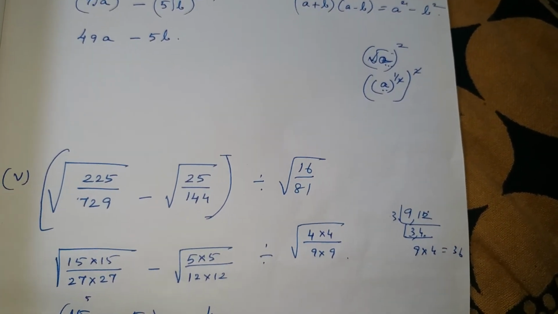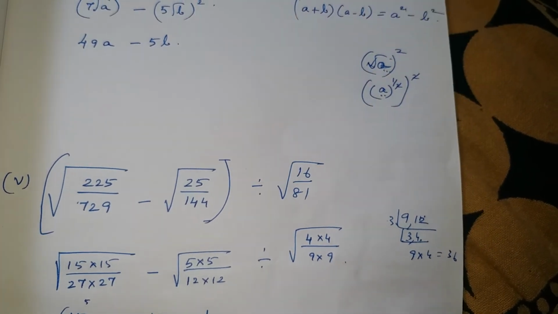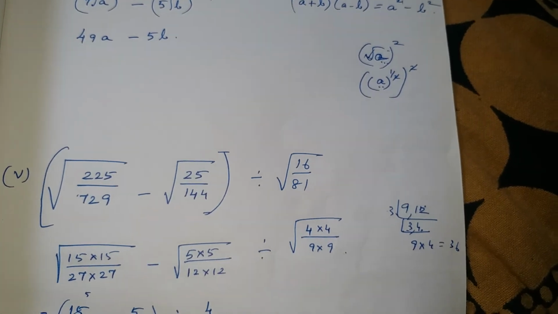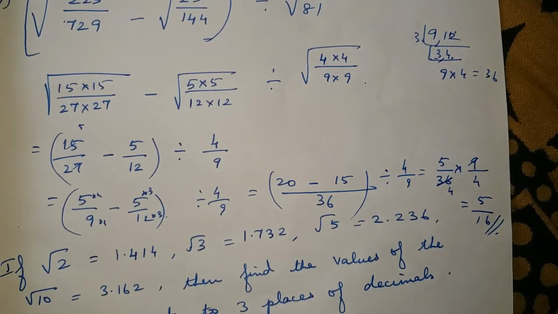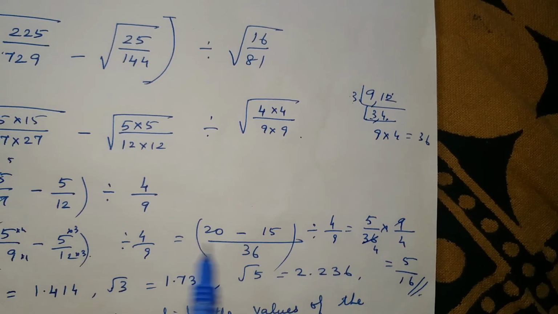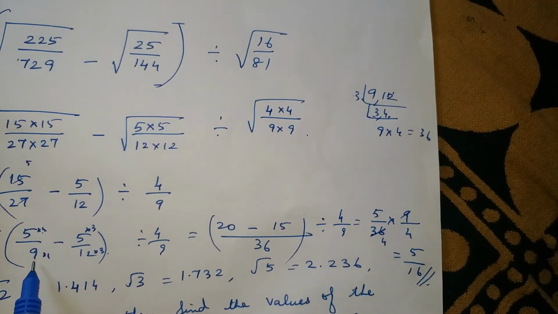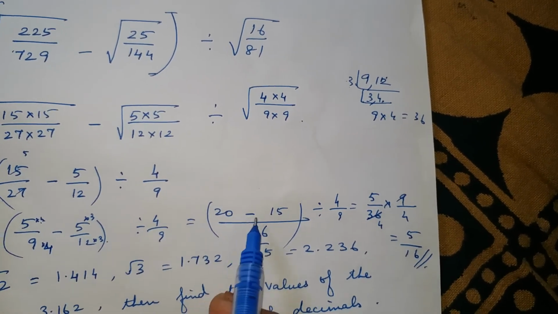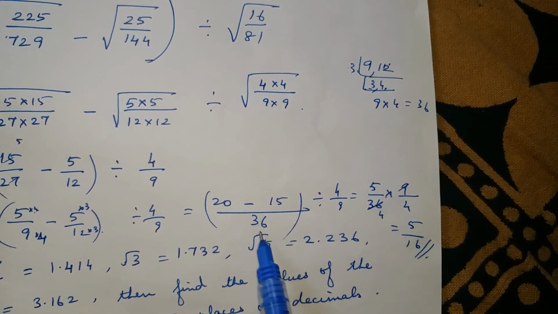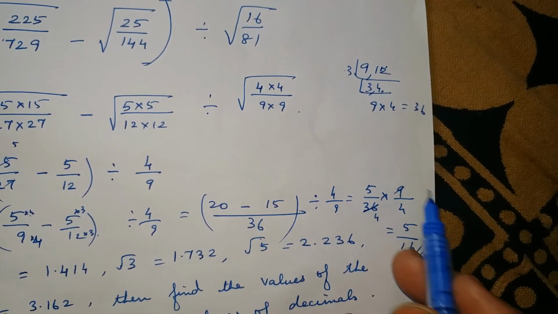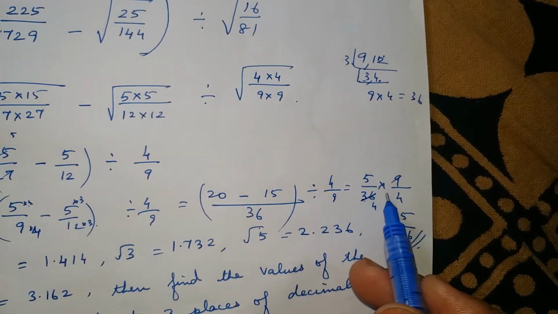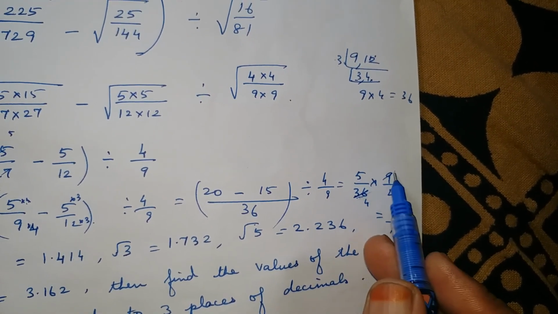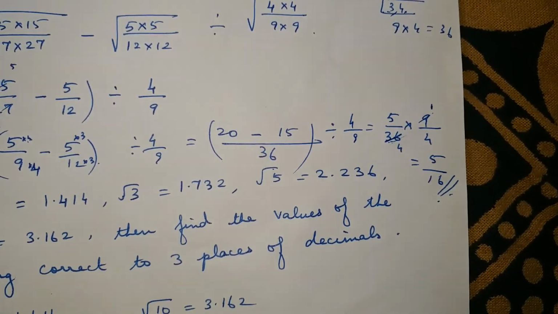Subtract, and you get 5 by 36 divided by 4 by 9. Division means you write the reciprocal. So 5 by 36 into 9 by 4. 9 4s are 36, so 9 and 36 cancel, leaving 4 and 4. 4 4s are 16. The numerator you have is 5. So 5 by 16. This is your answer.